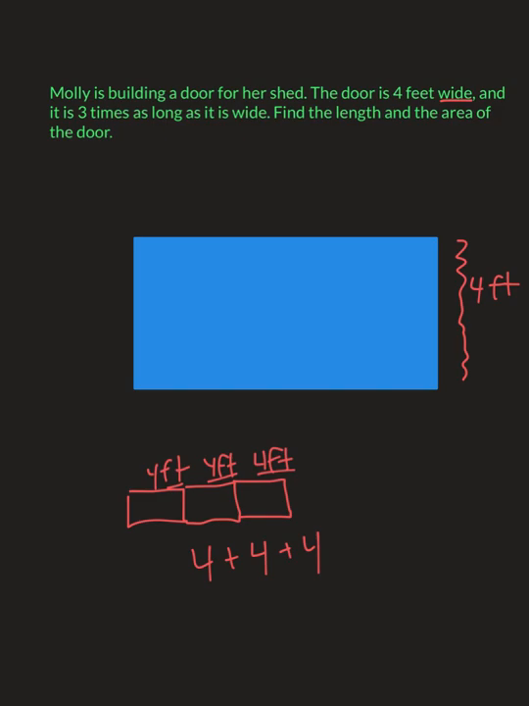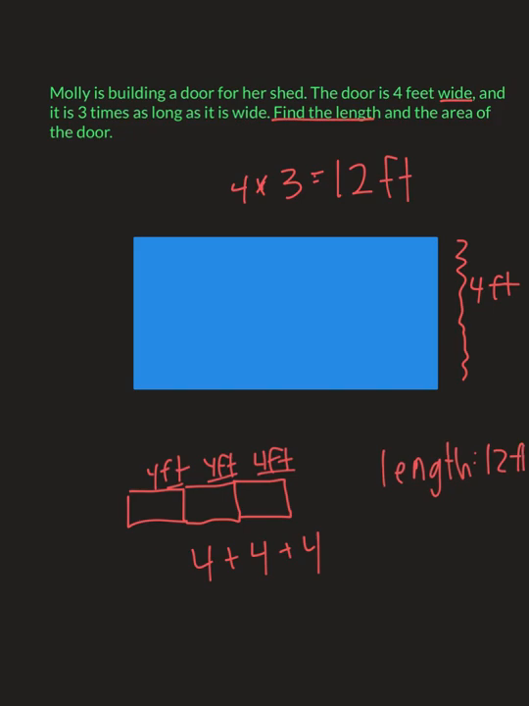Alright, so hopefully you've correctly answered that we're going to be trying to find 4 times 3 as our length. And that is going to equal what? It's going to equal 12. So we have a length of 12 feet. So we found our first answer, which was find the length, and that's going to be 12 feet.